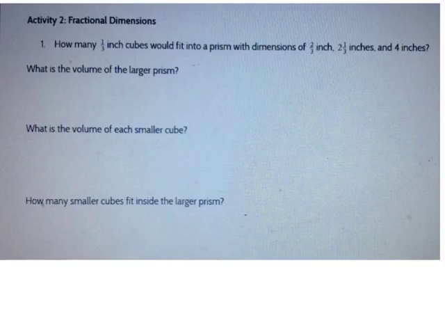The last thing we talked about was packing smaller cubes into larger rectangular prisms. So let's look at a problem together. How many 1/3 inch cubes would fit into a prism with dimensions of 2/3 inch, 2 1/3 inch, and 4 inches? Remember, we have 3 steps when we do this. First, we need to find the volume of the larger prism. So I need to multiply 2/3 times 2 1/3 times 4.